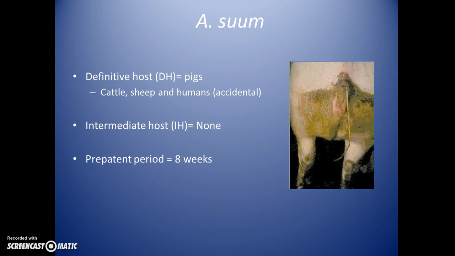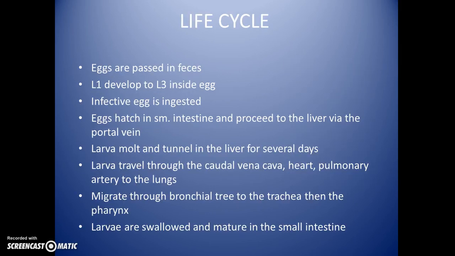So again, definitive host, usually the pig. Occasionally, if a cow, sheep, or human ingests the egg of this particular parasite, they can become infected. There is no intermediate host, and the prepatent period is about 8 weeks.